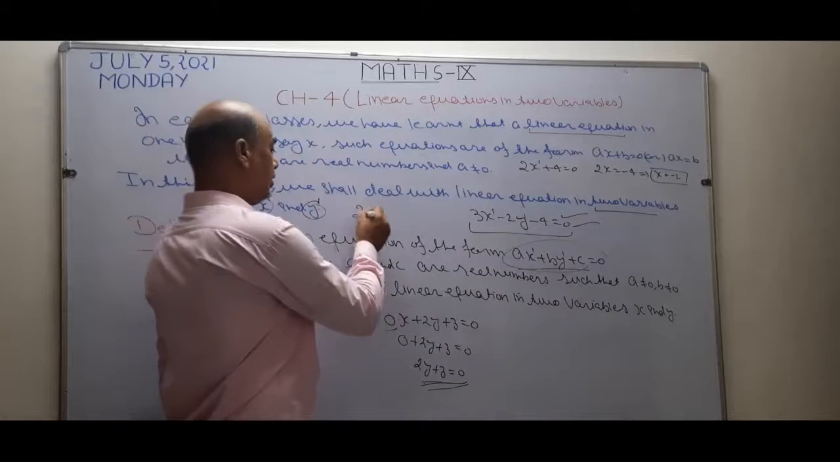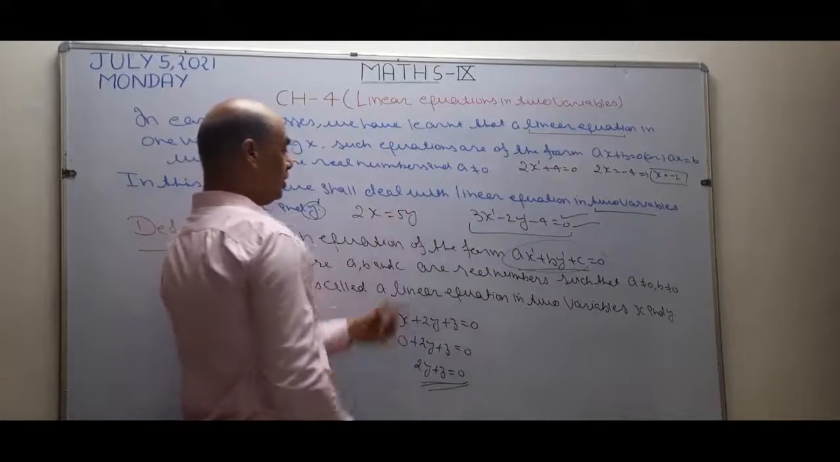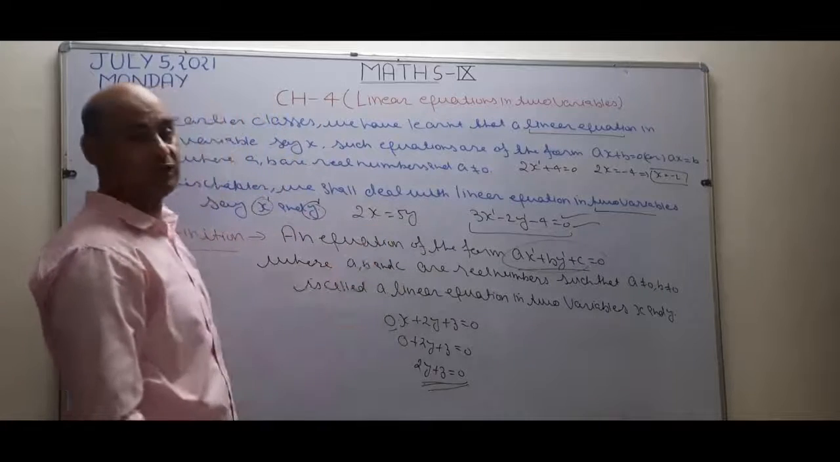If I write here 2x equal to 5y, this is also an example of a linear equation in two variables.